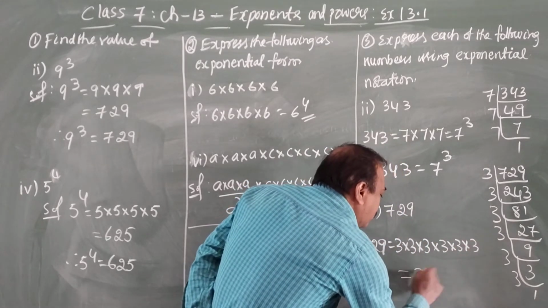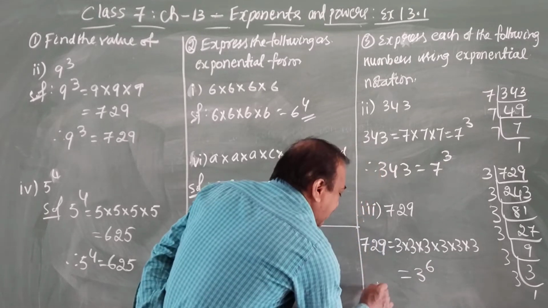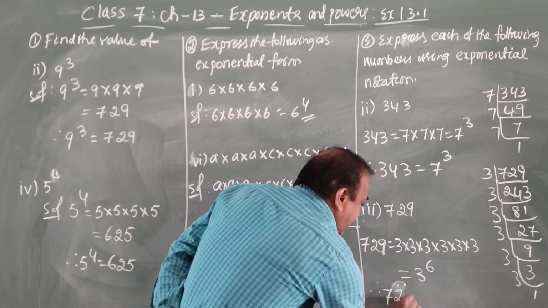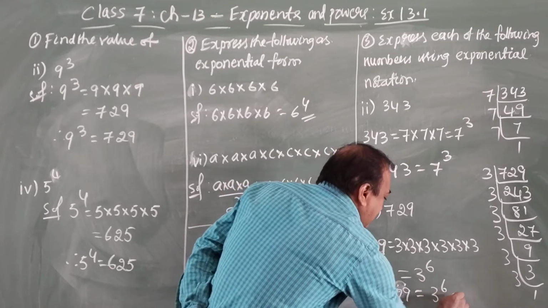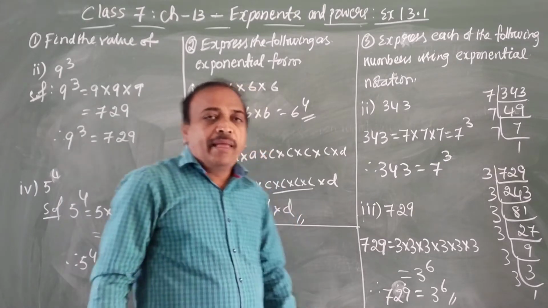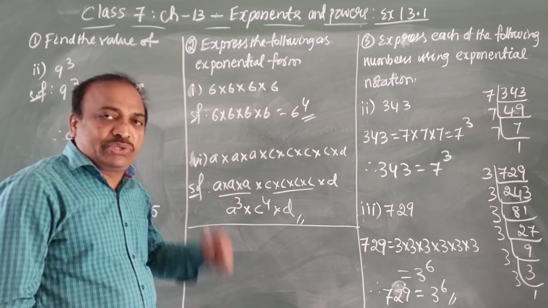Which is equal to 3 to the power 6. Therefore, 729 can be written as 3 to the power 6. 3 is the base and 6 is the power. I hope you understood.